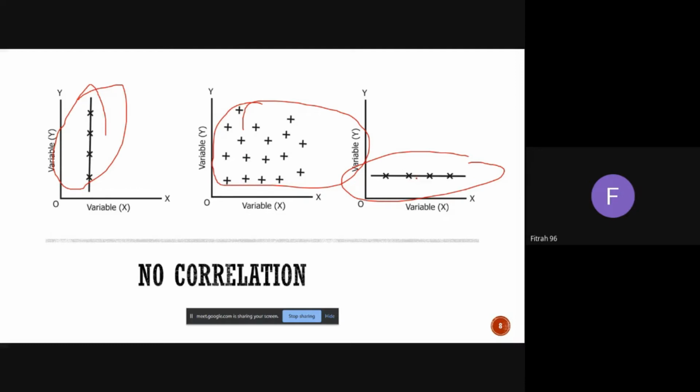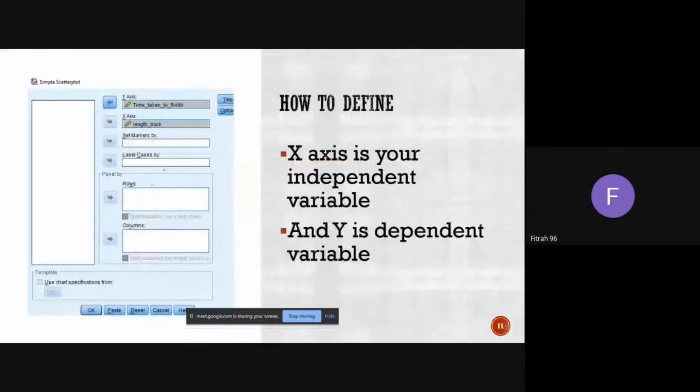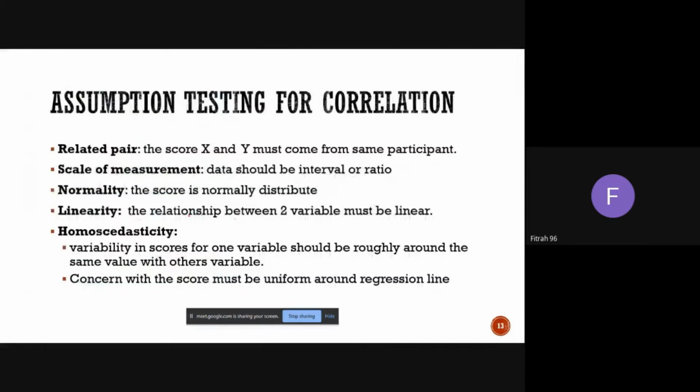So when there is no correlation, what do you do? You do nothing. It means that there is no correlation, so no need to do Pearson correlation. Because even if you do Pearson correlation, this does not fulfill the requirement. For assumption testing of Pearson correlation, the relationship between two variables must be linear and homogeneous. Homoscedasticity means that one variable should be around the same value as the other variable.